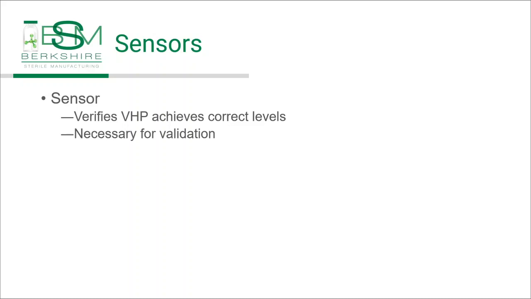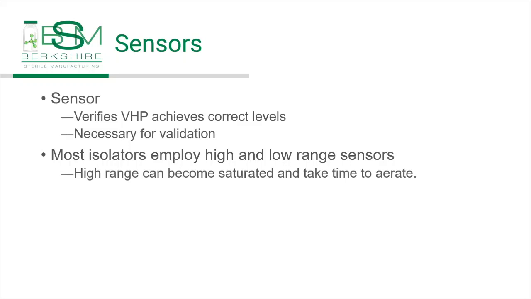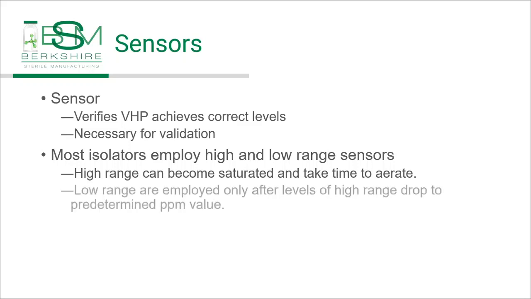Okay. Sensors are necessary. They verify the VHP levels inside, so you can see that you've achieved the correct level, and are necessary, of course, for validation. Most isolators employ high and low range sensors. High range sensors can become saturated and then take time to aerate, leading to longer aeration times.